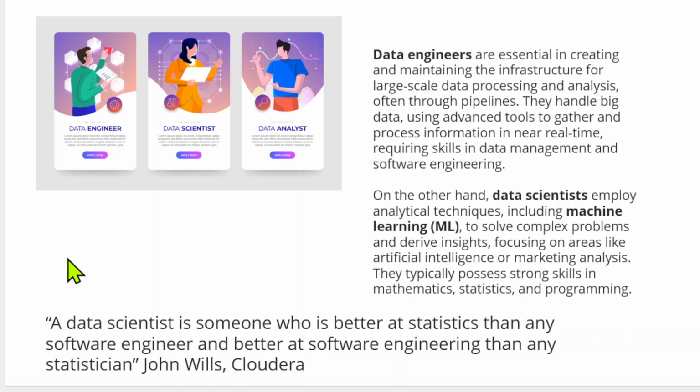Then on the other hand, we have data scientists. This is what I do. And we employ analytical techniques, and we use machine learning, which is the fundamental basis of artificial intelligence, to solve very complex problems and drive insight. Everything from AI to market analysis. We have to be very good at math, stats, and programming to do what we do. The old joke is a data scientist is someone who's better at statistics than any software engineer and better at software engineering than any statistician.